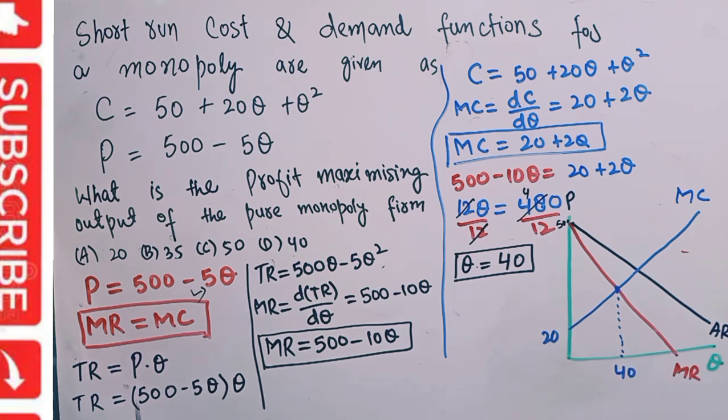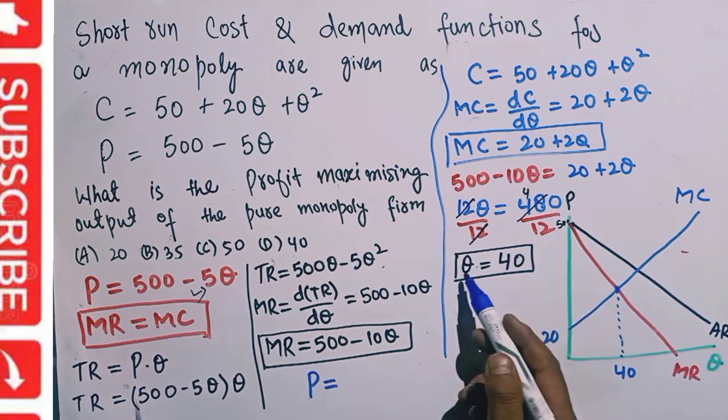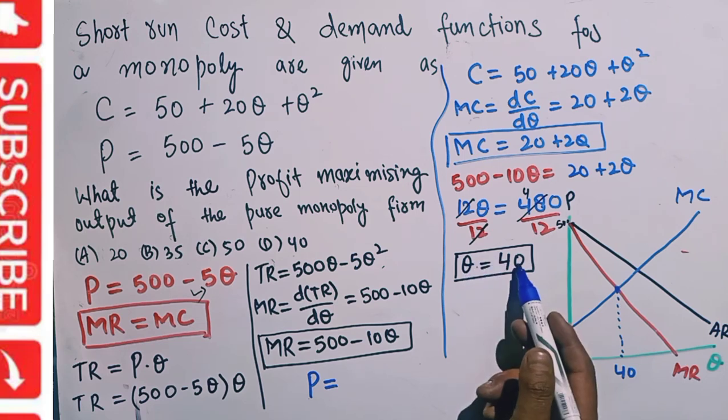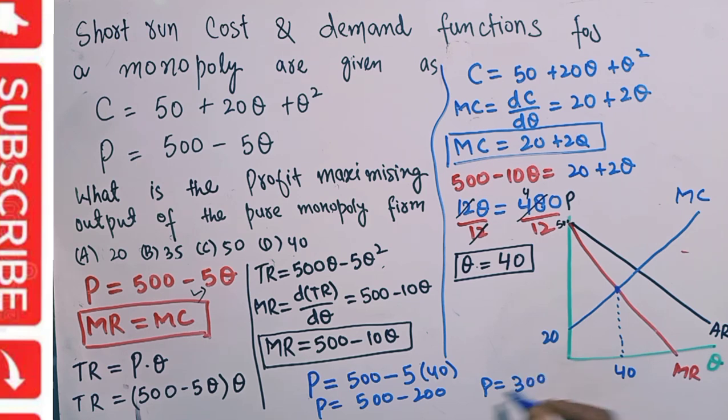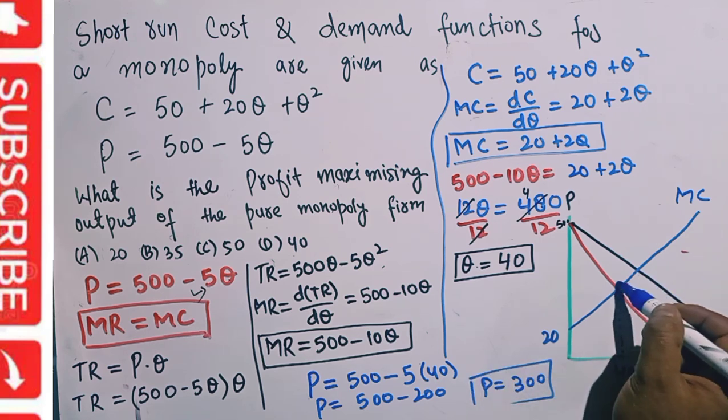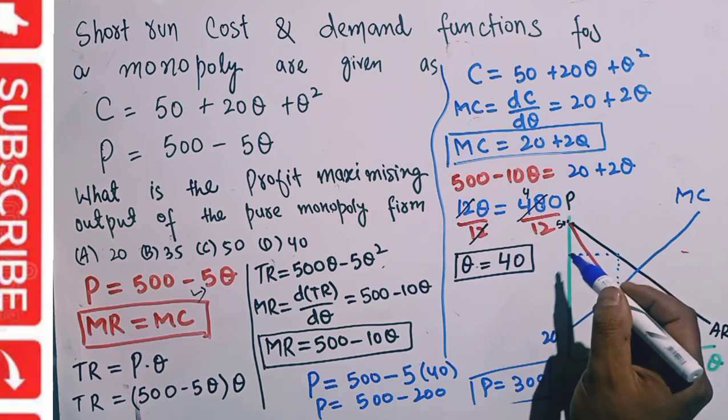To find out the profit maximizing price, we simply plug the optimal value of output into the inverse demand function. That is, our profit maximizing price will be equal to 500 minus 5 times, in place of Q, we have 40. So price will be equal to 500 minus 200, it is 300 if I have done the calculation right. So corresponding to this, we have a price of 300.